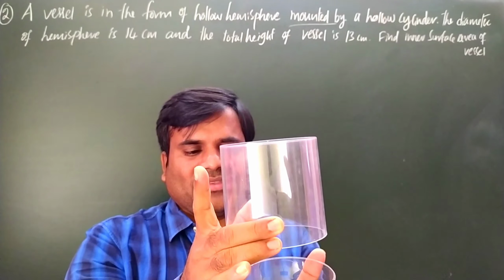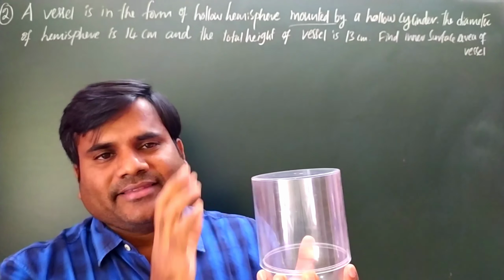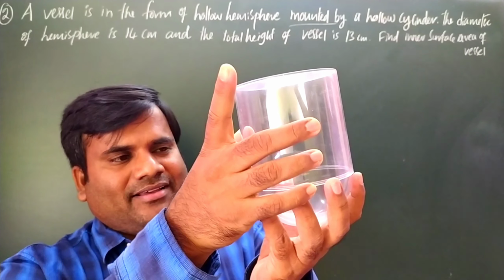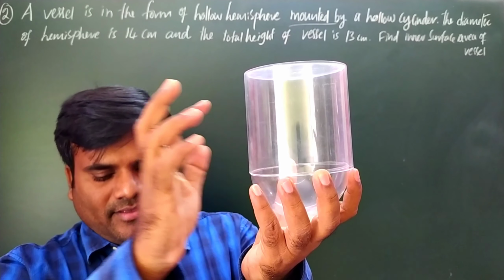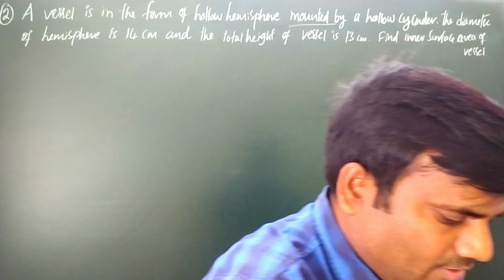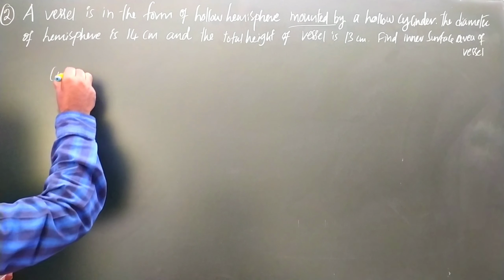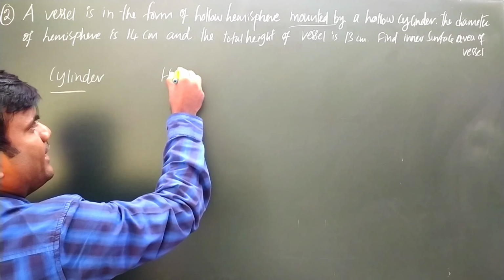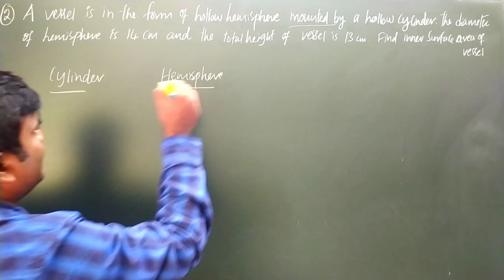Otherwise, the hemisphere is surmounted by a cylinder. So anyway, the figure is like this only. Hemisphere and cylinder are both joined like this. So here I am writing the cylinder. Next one is the hemisphere. First you write the dimensions.